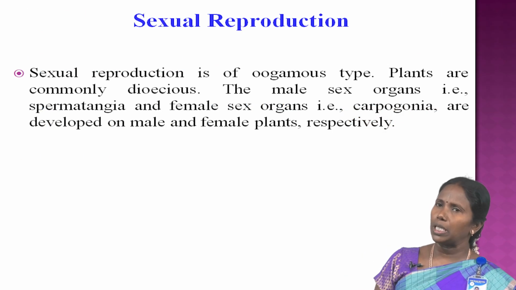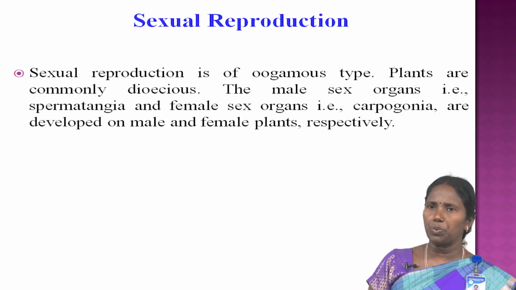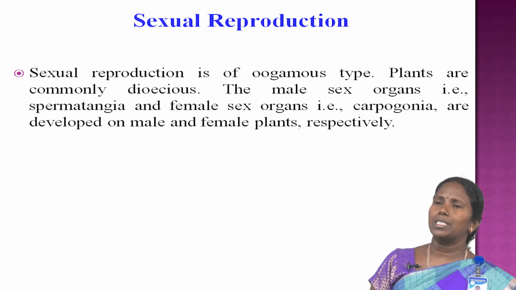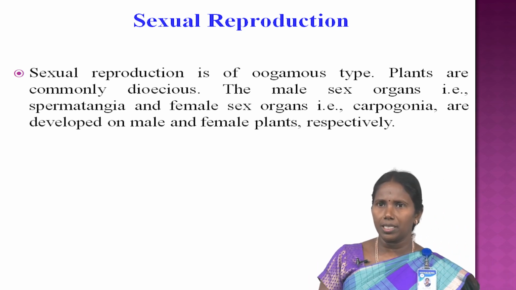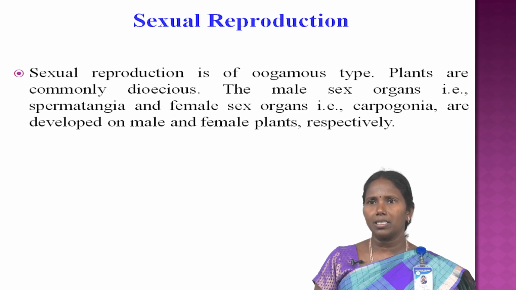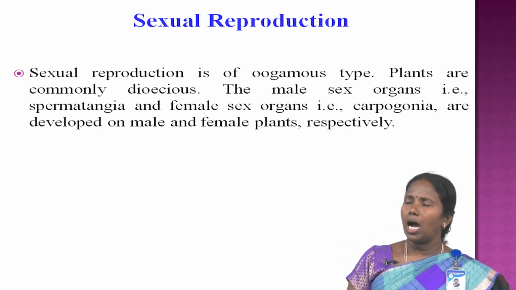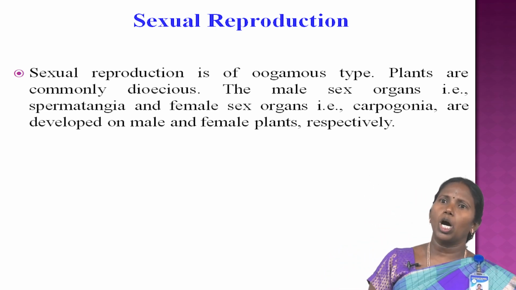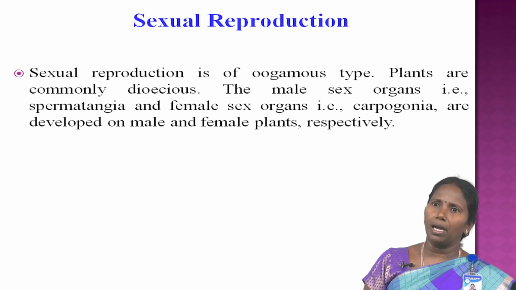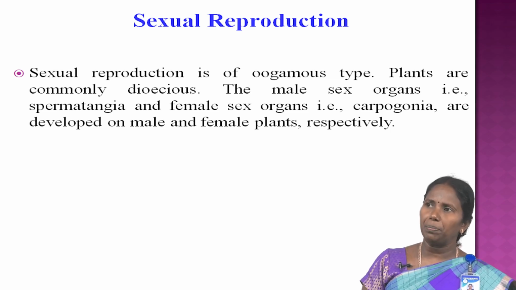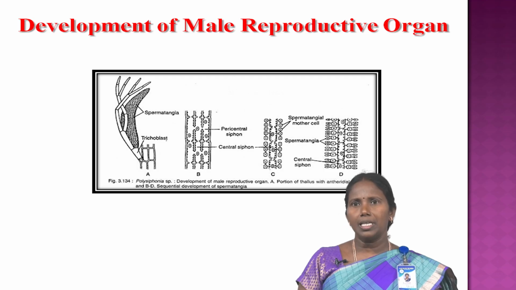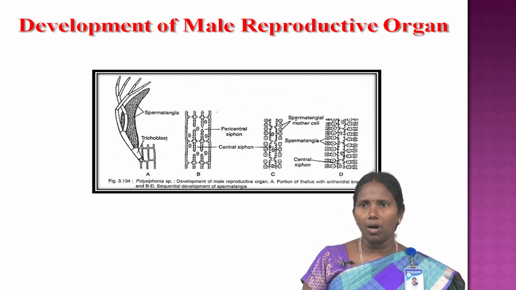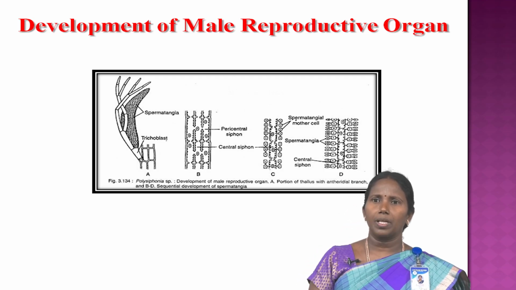Sexual reproduction. Sexual reproduction is oogamous. The plants are commonly dioecious. The male sex organs, spermatangia, and the female sex organs, carpogonia, are developed on male and female plants respectively. The male reproductive organ is called spermatangium or antheridium.